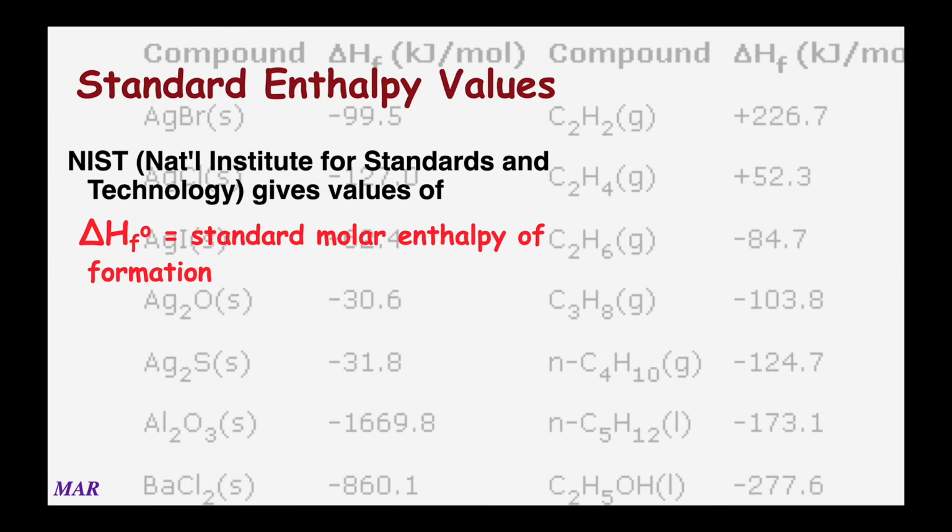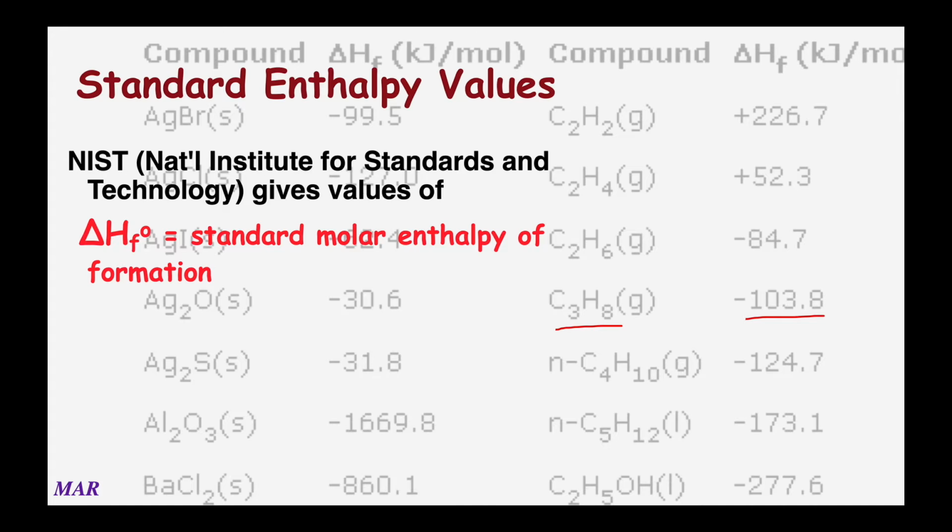So this leads us up to what's called standard enthalpy values. There's a group in Washington, D.C. called the NIST, the National Institute for Standards and Technology. People in labs, deep in basements where it's stable and safe, will calculate the standard molar enthalpies of formation. In the background of this slide, I have a whole bunch of different delta HFs. You can see, for example, that C3H8 has a value of negative 103.8.